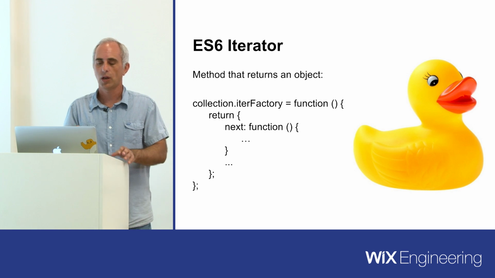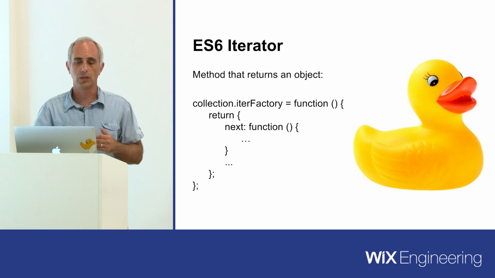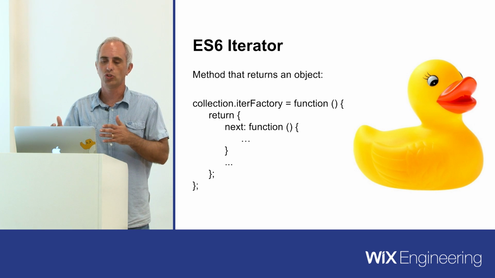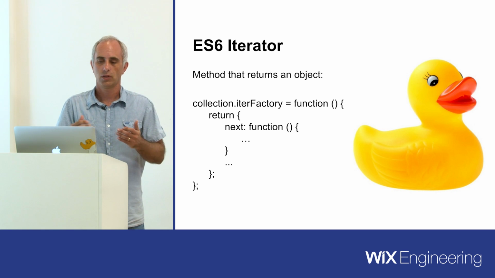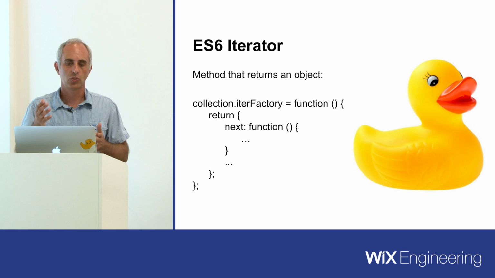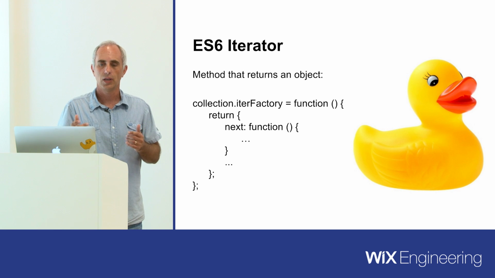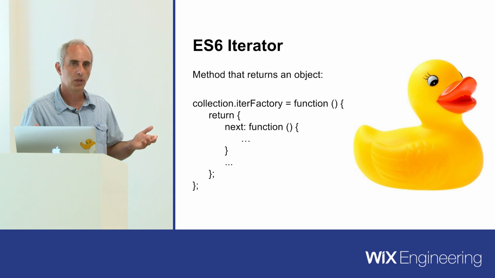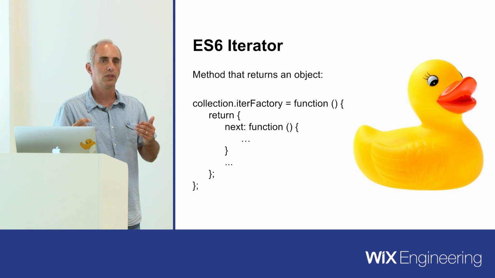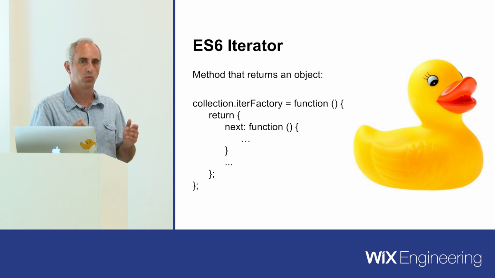So here I have an iterator factory on a collection. That means I have a method which returns new instances of iterators. That's why it is a factory. So every time I call the iterator factory function, I get a new iterator instance. And as you can see, that iterator is just an object. And that object, all it really needs to have is a next method or next function associated with it.